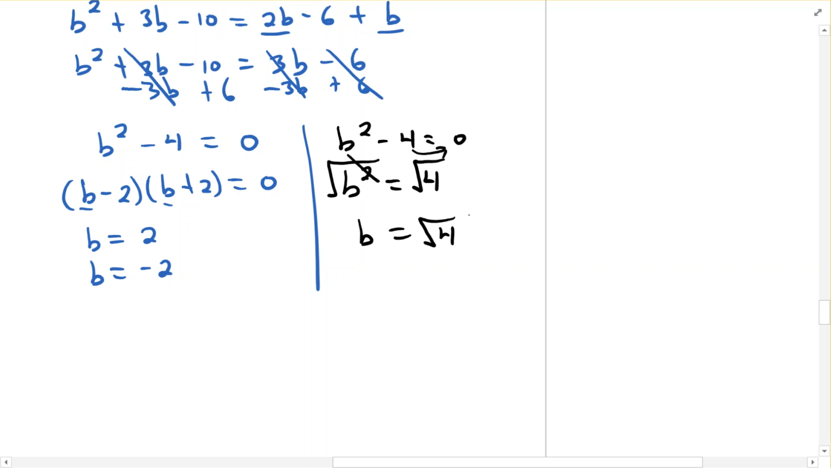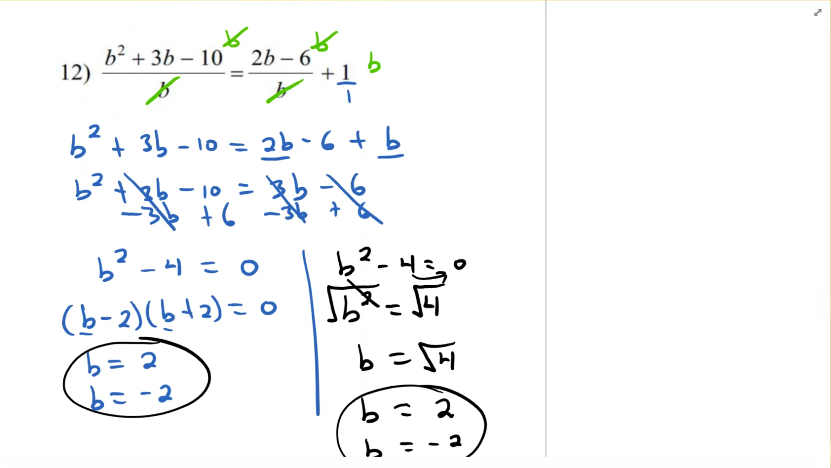Remember when you take the square root of something that this isn't just b is equal to 2. This is also b is equal to negative 2. It's both, right? I have to take that into account because negative 2 squared is still positive 4. So the square root of 4 is positive and negative 2. So you get the same answer both ways.